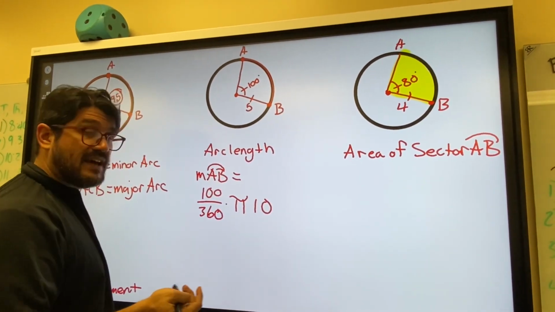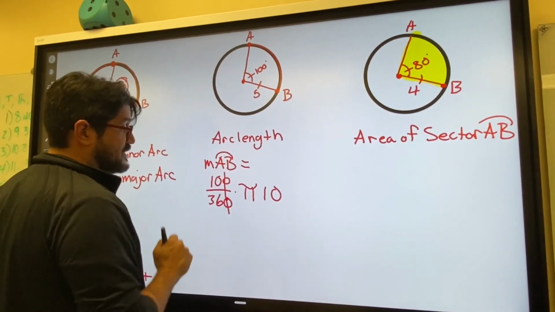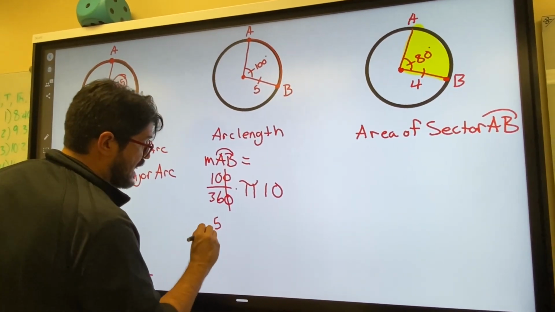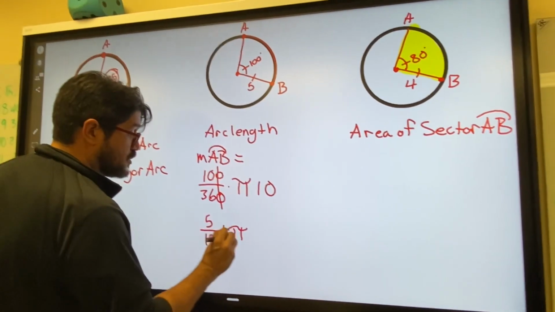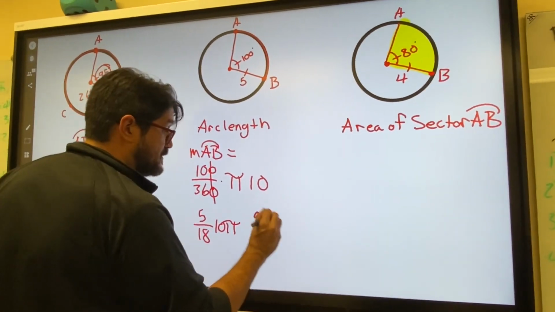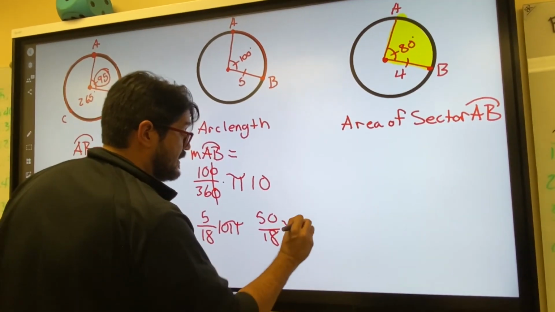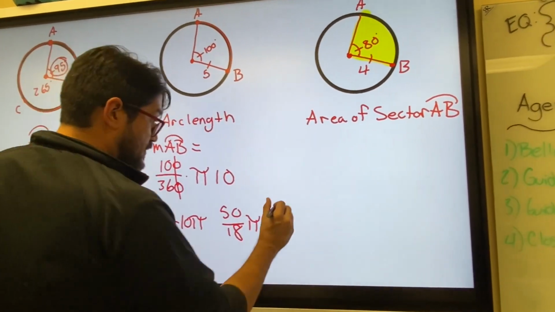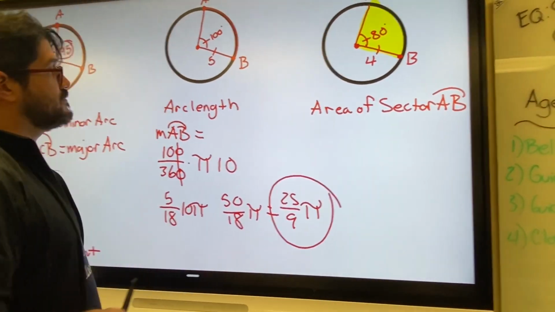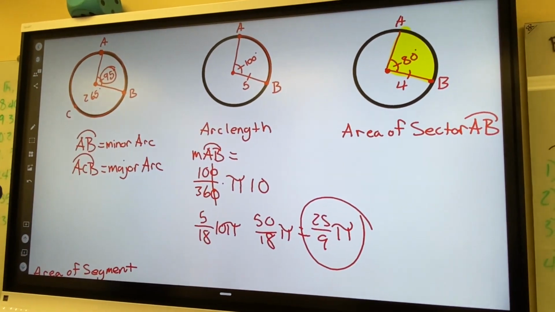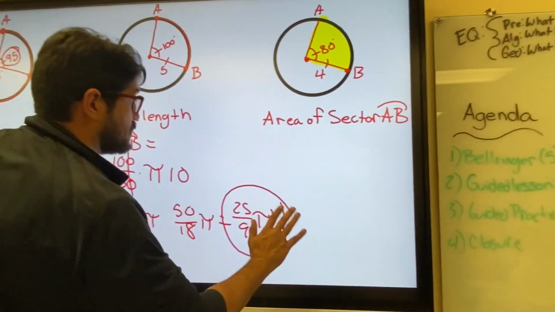So now we're going to simplify it, leave it in terms of pi. This is going to simplify there. I can cut those in half, making it 5 over 18. And then we're going to multiply by 10, causing it to be 50 over 18 pi. And then we'll simplify this, causing it to be 25 over 9 pi. And you're done. That's the arc length of A and B in this section.